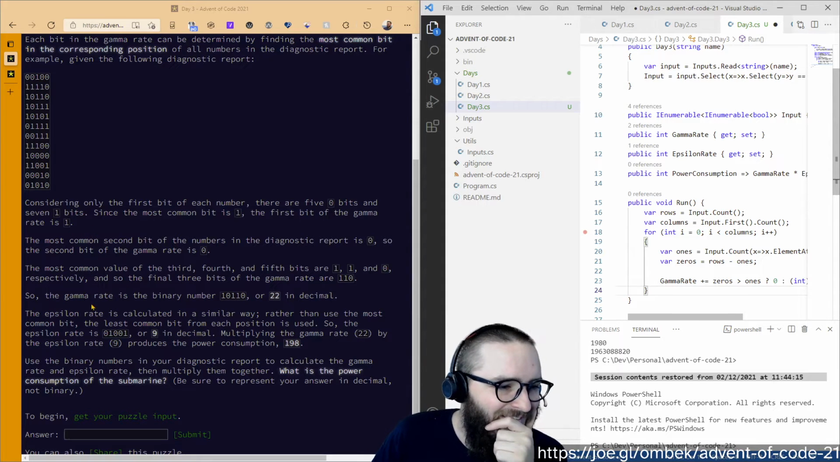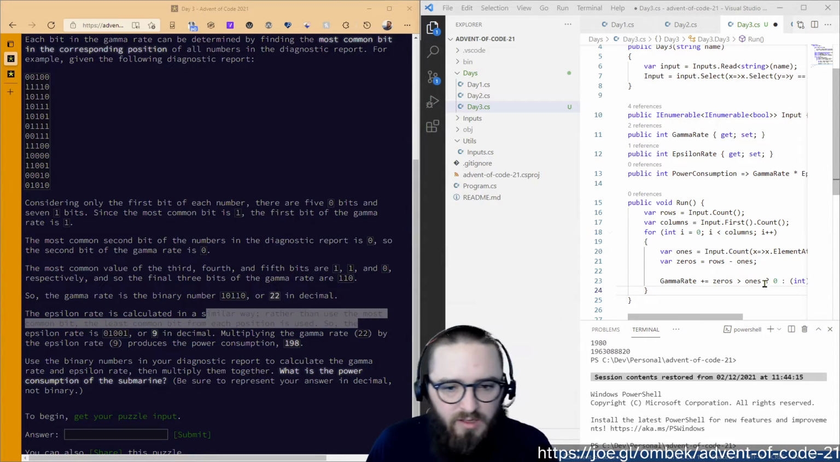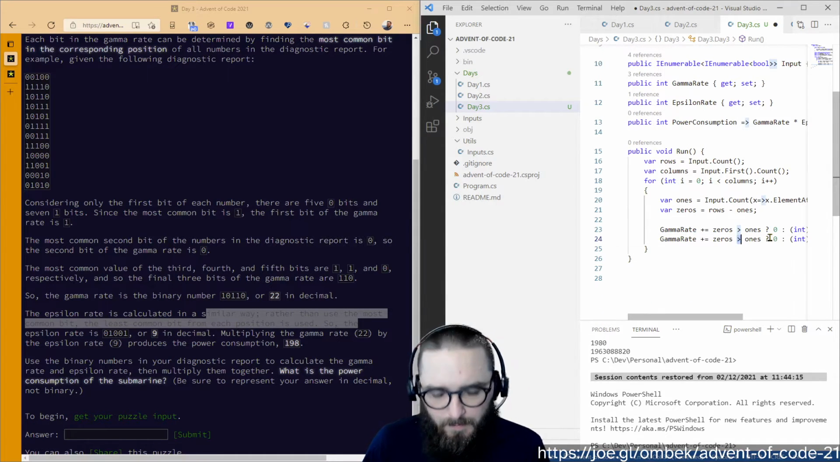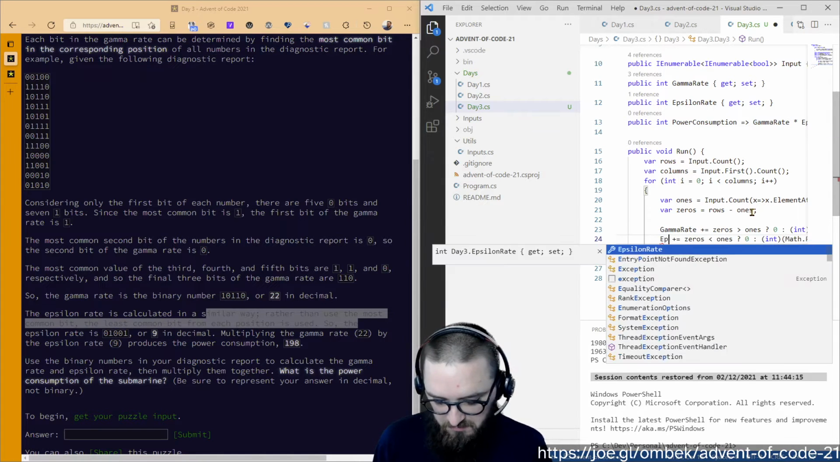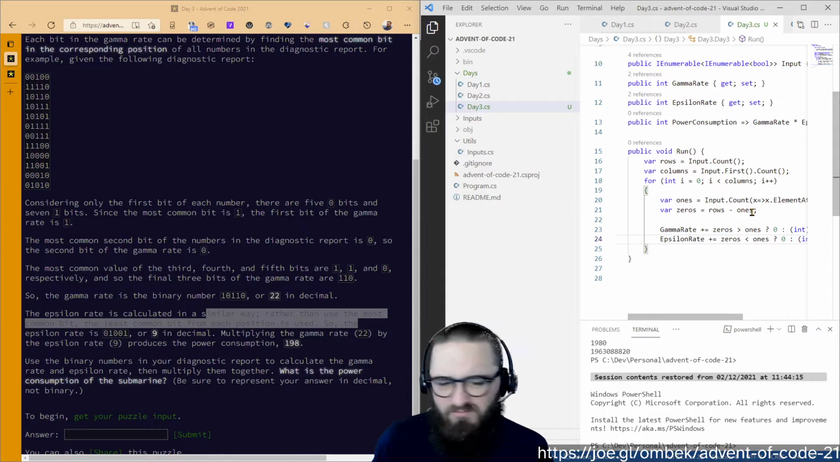So the epsilon rate is calculated in a similar way. Rather than using the most common bit, the least common bit from each position is used. Okay, so the... like that.